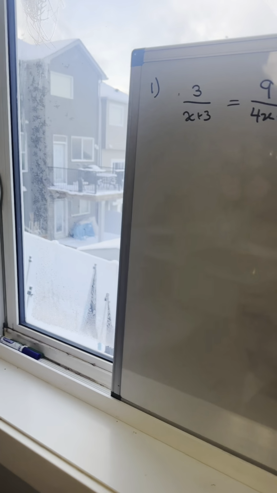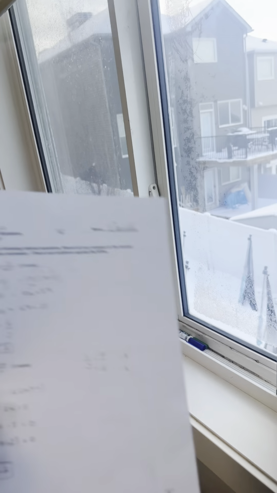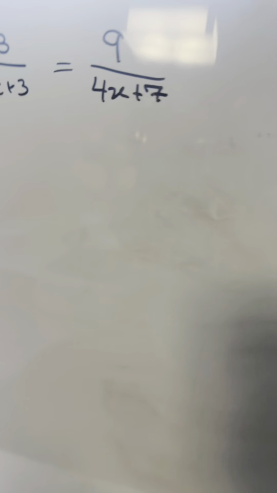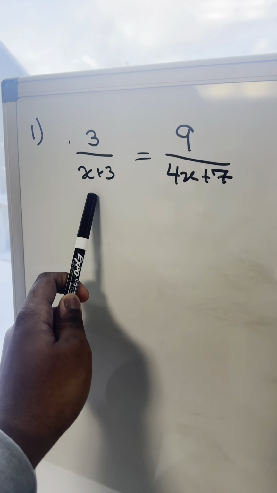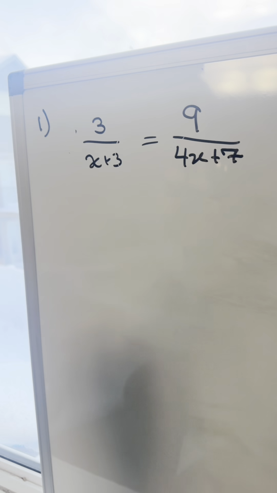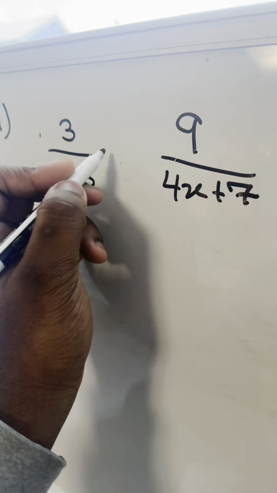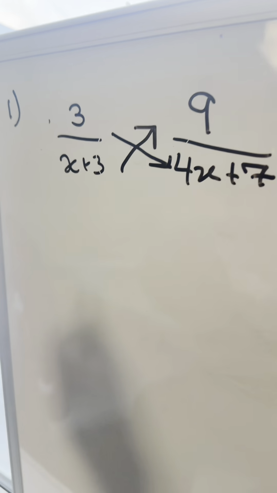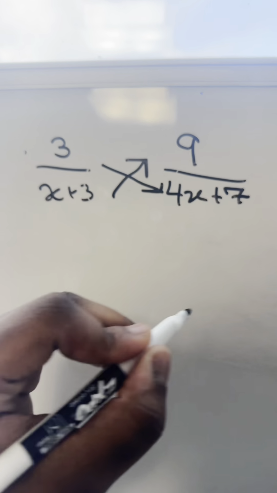What's up, Buckle? So this is the first activity question. I'm going to explain it. This is it on the board. She said that if it's a fraction to fraction and it has an equal sign, you just cross multiply it. That means you're multiplying this by this and this by this. Okay, let's start with the 3 and then the 4x plus 7.